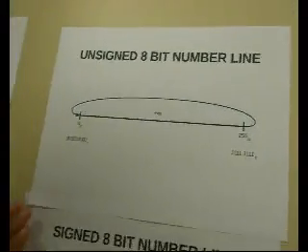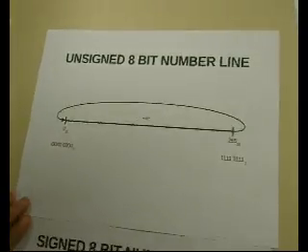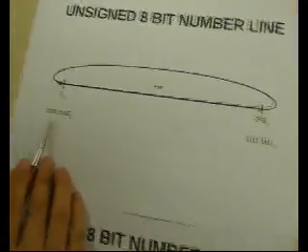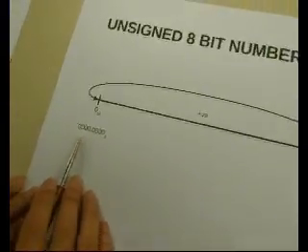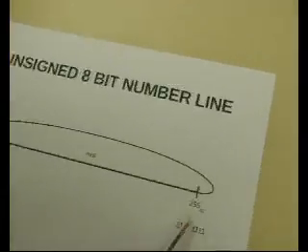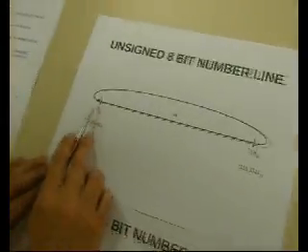Here is a number line to demonstrate how numbers work in DOX. The first one shows unsigned numbers. As you can see, it starts from 0, and in this case, it goes up to 2 to the 8, take 1, which is 255, before looping back to 0.